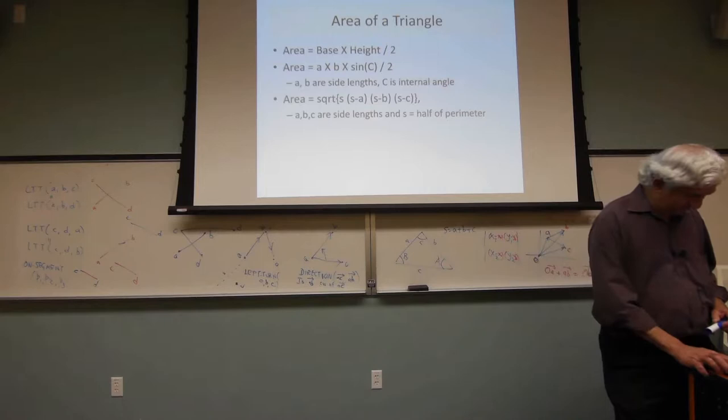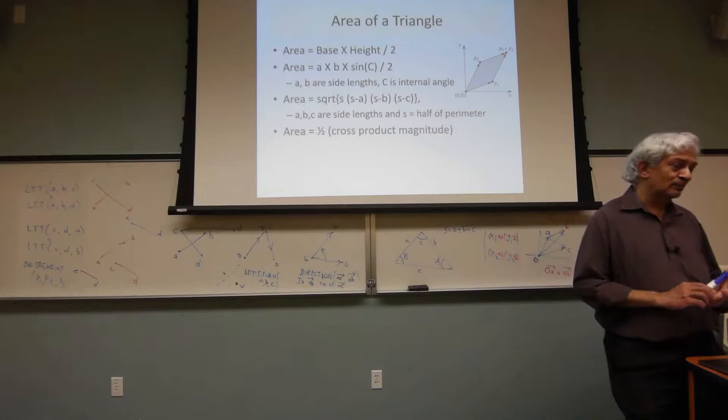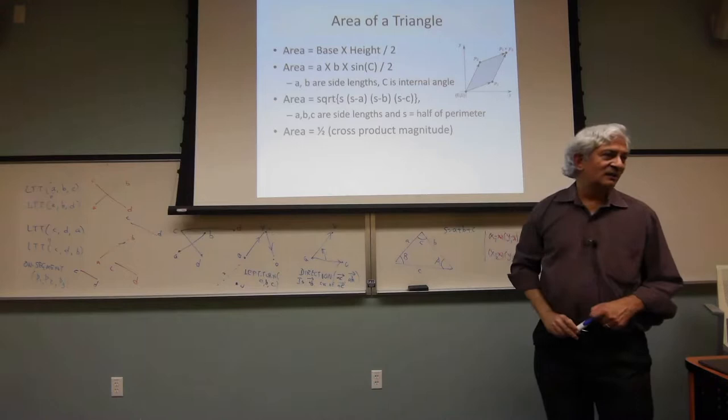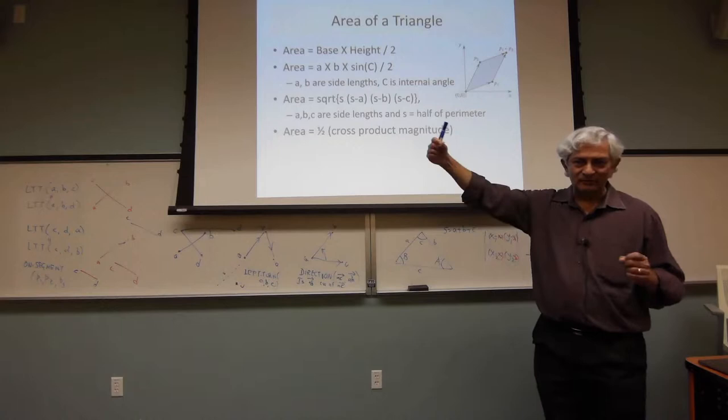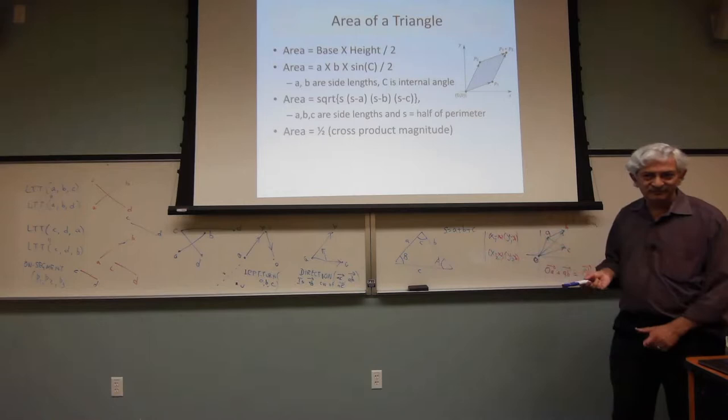Also, triangle area is easily produced by going back to the cross product. Why? Because the area of the triangle ABC is exactly half of the parallelogram that you get by drawing parallel vectors. So you can just compute the cross product, this one here, and take half. Good?